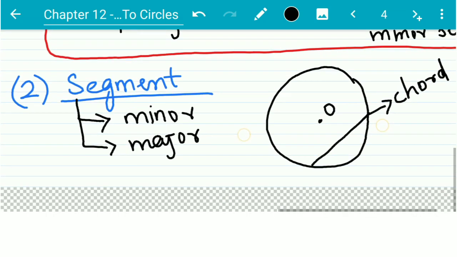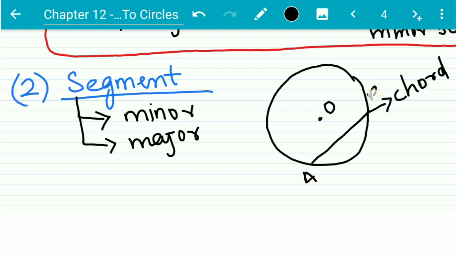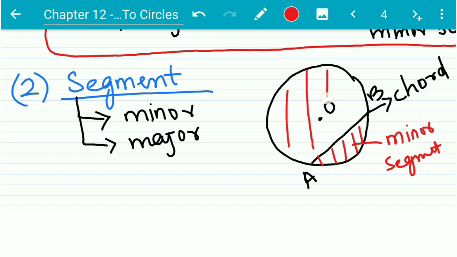I'm naming it as AB. So this is chord AB. And you can see some portion over here. So this portion is what you call a segment. Segment is an area which is separated by a chord. Okay. So this is a small part. So this is the minor segment. And this big portion, see, this is what the major segment is. Major segment.